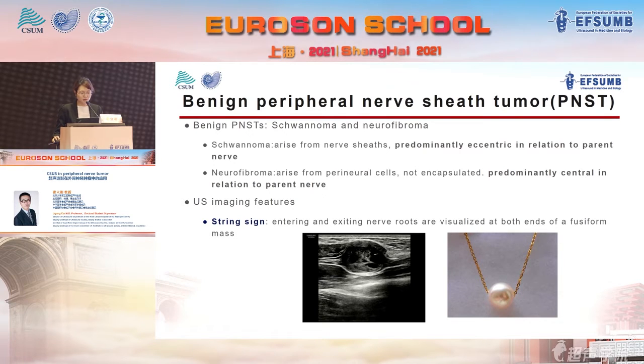The most common ultrasound imaging feature is the string sign, which means entering and exiting nerve roots are visualized at both ends of the fusiform mass. It's a bit like a beautiful pearl necklace.